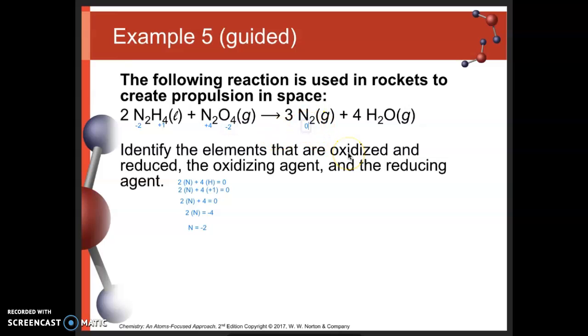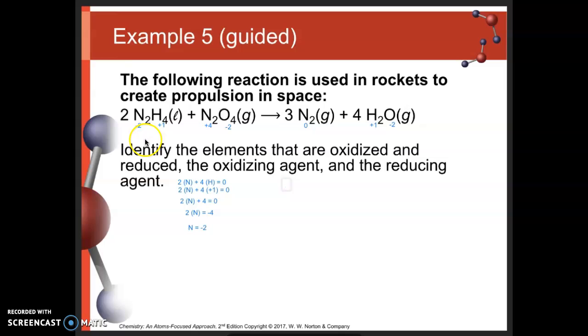I would get a 0 for the nitrogen in the product, and I would get a positive 1 for the hydrogen and a negative 2 for the oxygen. And so if you're having trouble still with oxidation numbers, why don't you pause the video right now and just work your way through the algebra like this and try to come up with the same answers that I did. And that should help a lot. But for the rest of us, let's go ahead and move on from here.